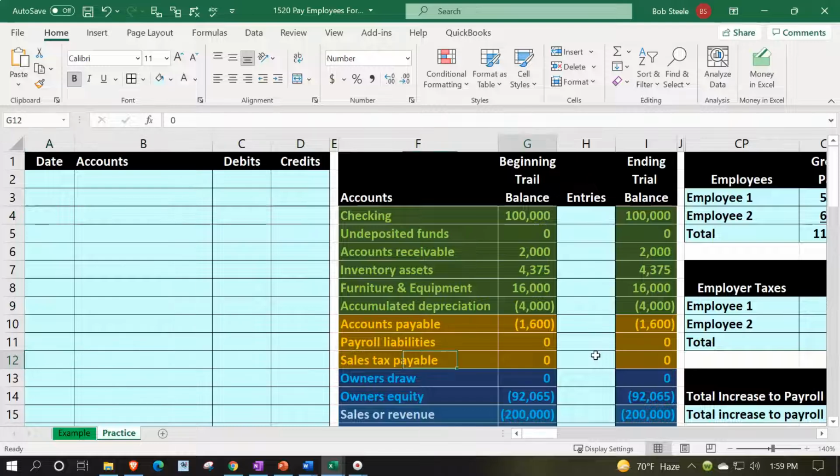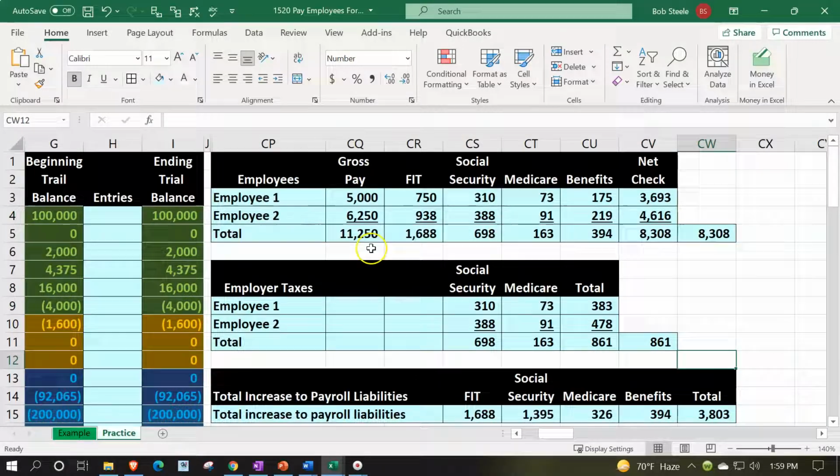left-hand side. When we did this calculation, we're thinking about 2 employees to keep it fairly simple, noting that increasing the employees adds to the complexity greatly. If you think about each individual employee, you could probably imagine this on your paycheck stub or have seen something similar. Gross pay, we're going to say $5,000 for employee 1, FIT, federal income tax withheld, $750, Social Security, Medicare withheld, and then benefits withheld. Net check then being something less than what was earned. Same for employee 2 with different payroll numbers, of course.